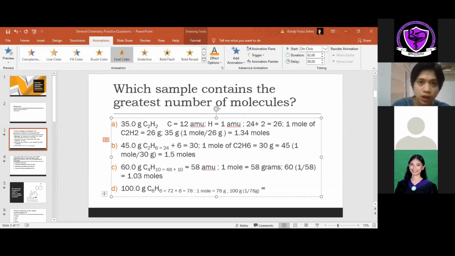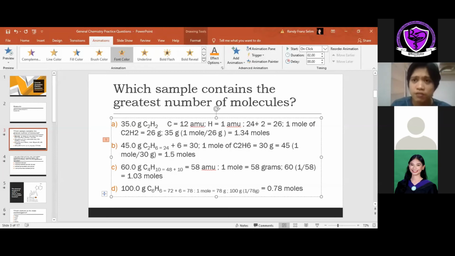Calculator, confirm ko lang ha. Pero I'm sure tama ka. Of course, 0.78, ba't ko pa inaan? 0.78. Kasi 100 moles. Okay.